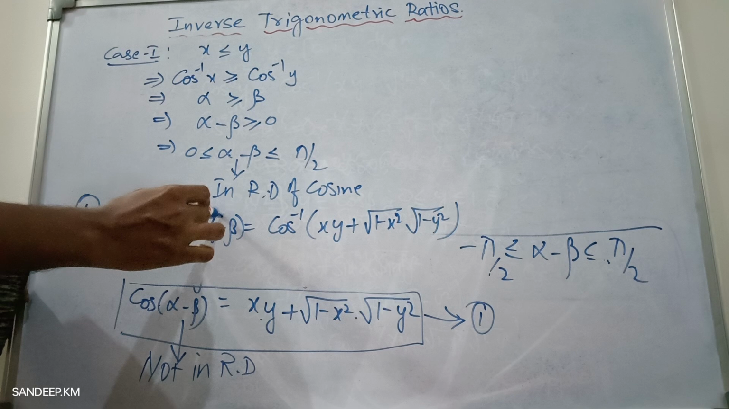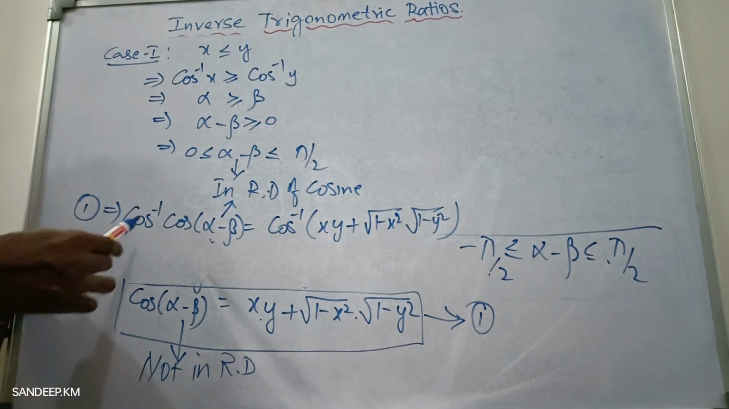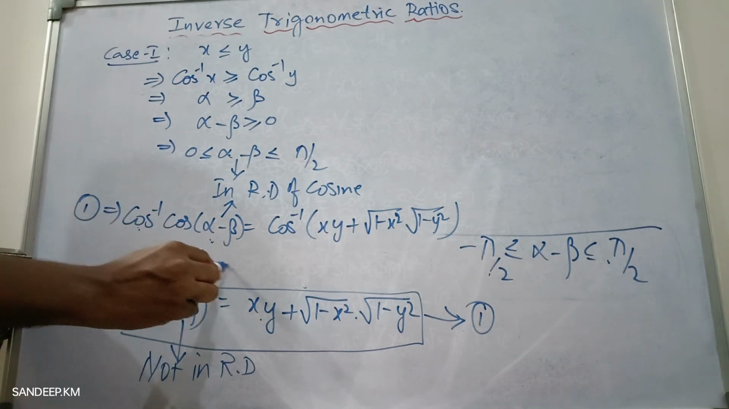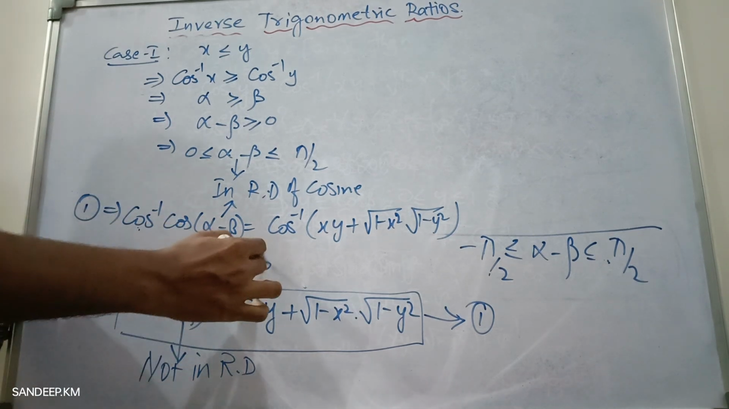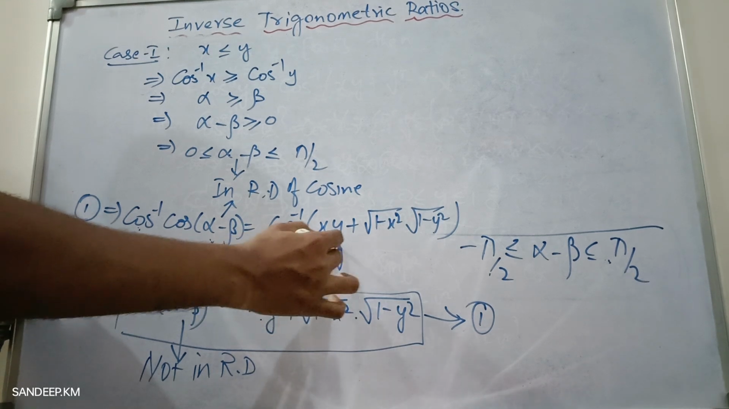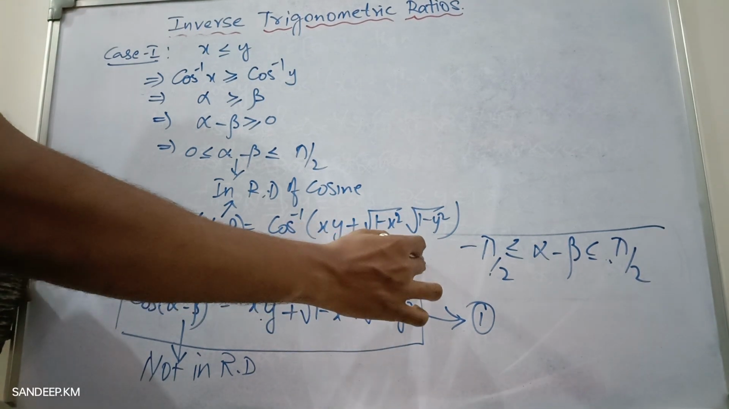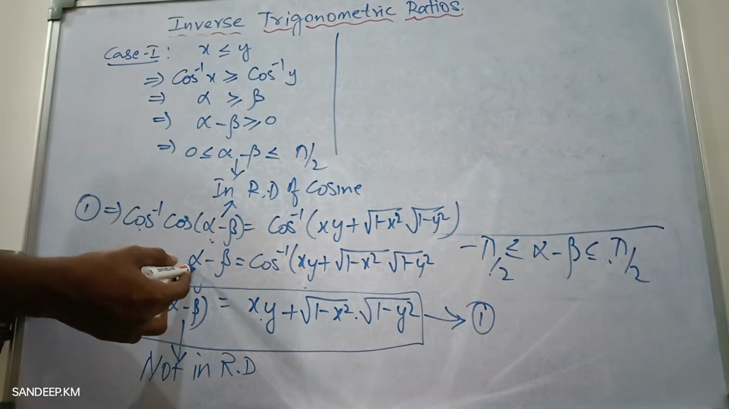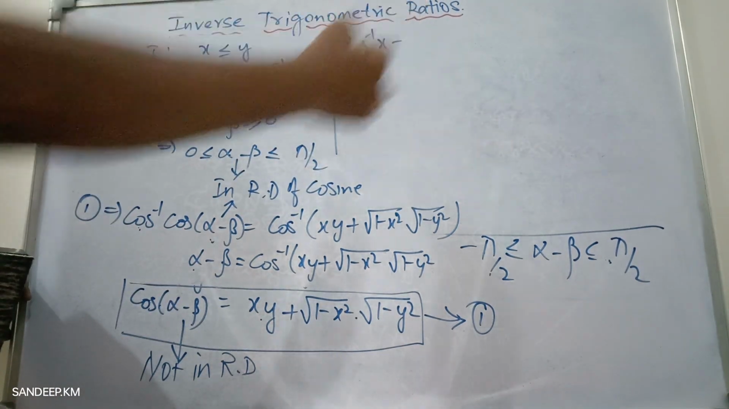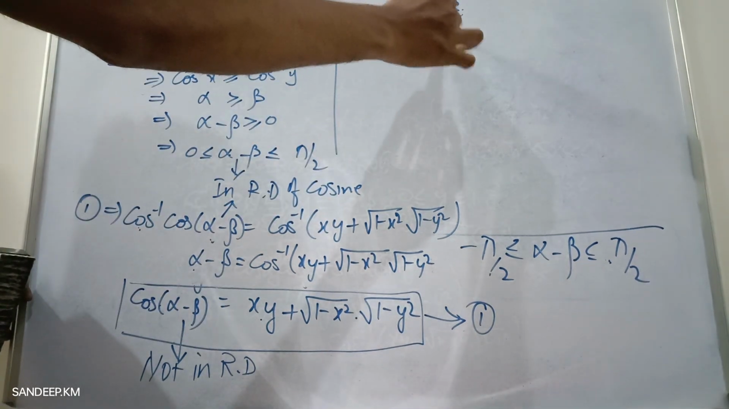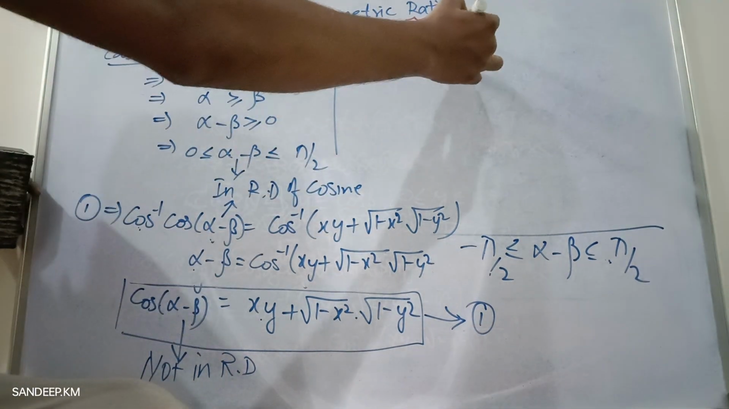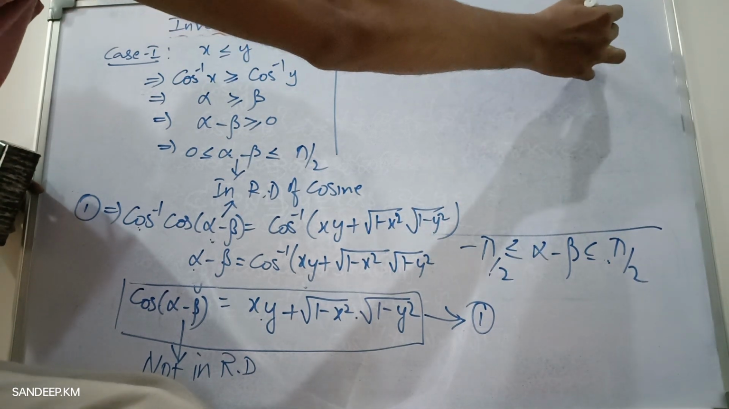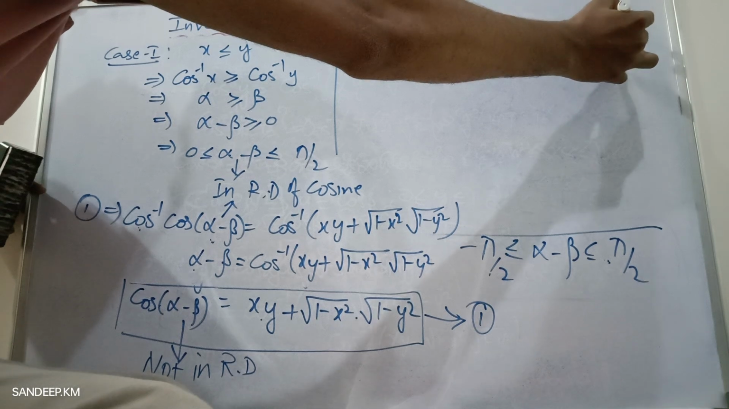So alpha minus beta is in restricted domain of cosine function. We can ignore cos inverse and cos. So we will get alpha minus beta is equal to cos inverse of xy plus root of 1 minus x square into root of 1 minus y square. And you know what is alpha and what is beta according to the question. Alpha is cos inverse x, beta is cos inverse y. So cos inverse x minus cos inverse y is equal to cos inverse of xy plus root of 1 minus x square into root of 1 minus y square.